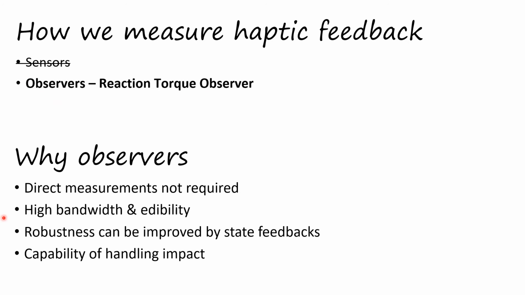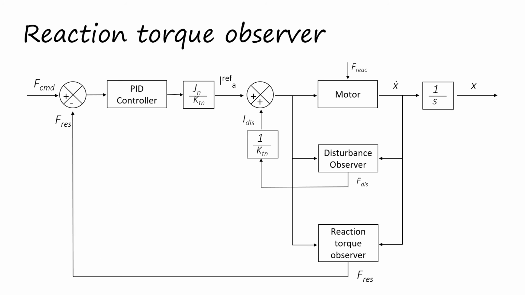So why do we use observers? Since observers have higher bandwidth, high impact bearing capabilities, and high system robustness. This is the reaction torque observer based control diagram. Here we input force to the motor and receive force response from the object. Reaction torque observer algorithm.